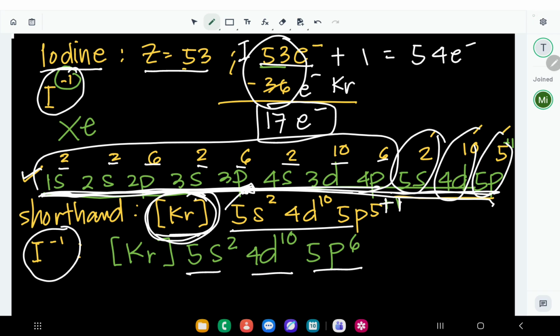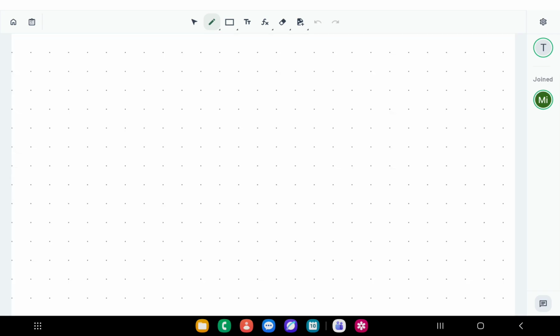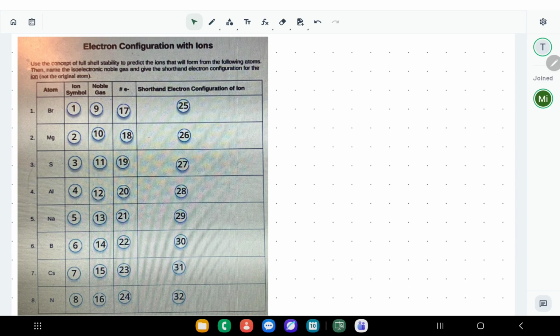So let's move on to the next problem. Atom, bromine, magnesium, sulfur, that one. So let's start with that one. What are the numberings here? Like you write the symbol first. Let me just upload that. All right, can you see that?